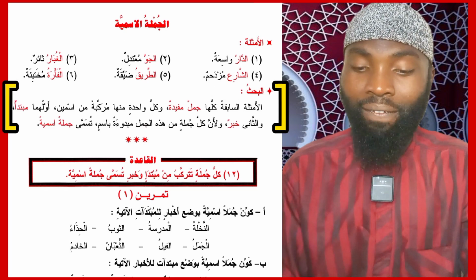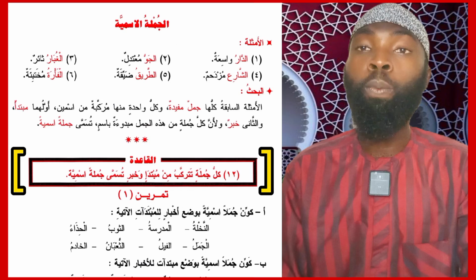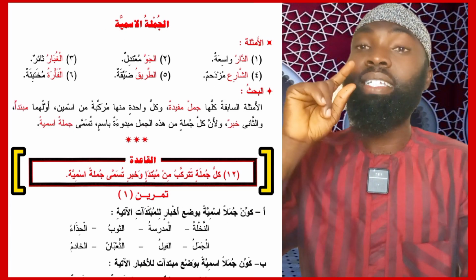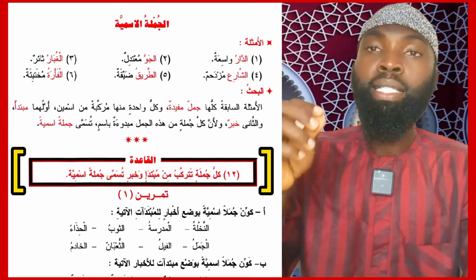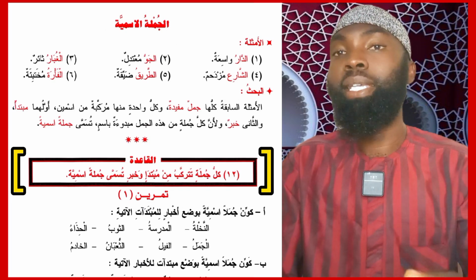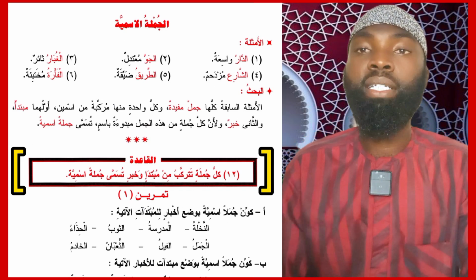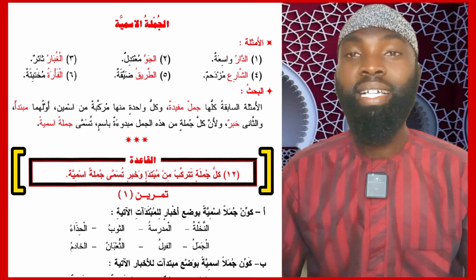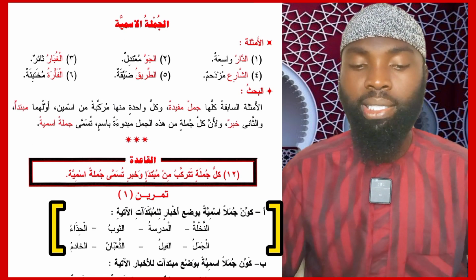Yes. Now we have al-qaida, the rule number 12. It says kullu jumlatin, every sentence tatarakkabu min mubtada'in wa khabarin, that is made up of a mubtada, a subject noun, and a khabar, a predicate, tusamma jumlatan ismiya, is called a jumlatun ismiya, a nominal sentence. So a nominal sentence is simply any sentence which contains a subject noun and also a predicate, mubtada and khabar. We also have some exercises to better understand this topic.